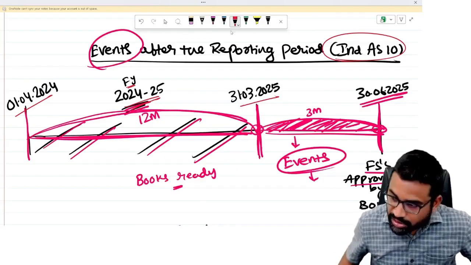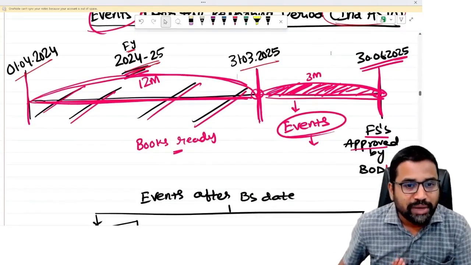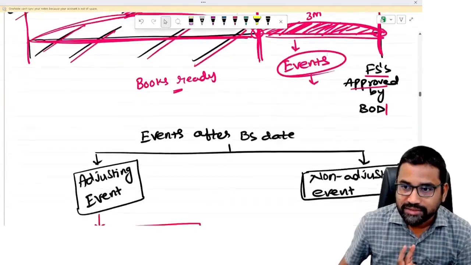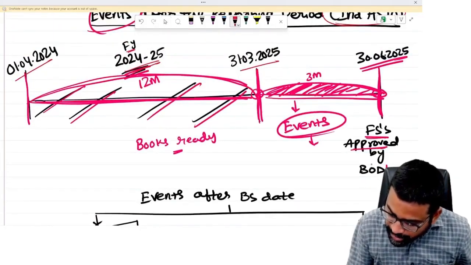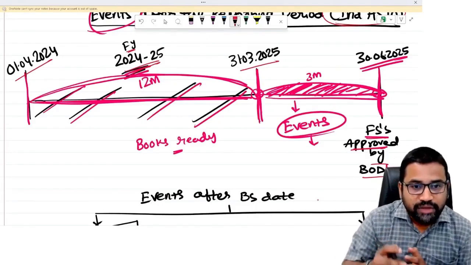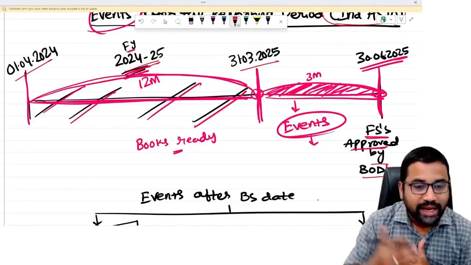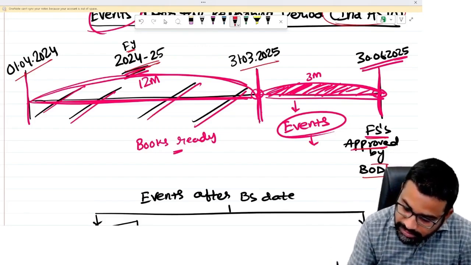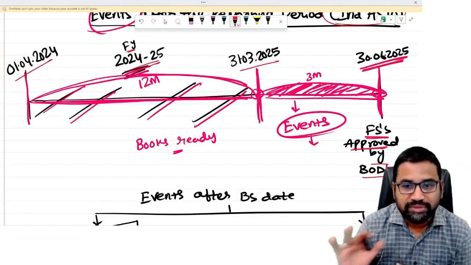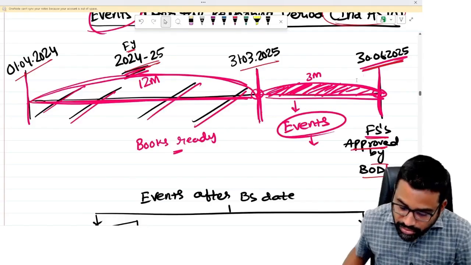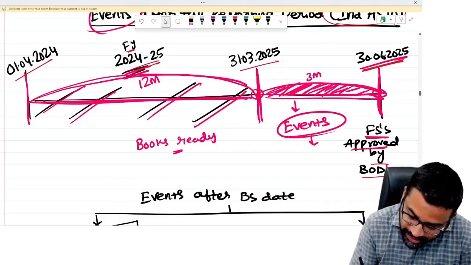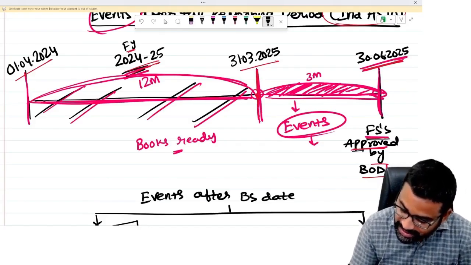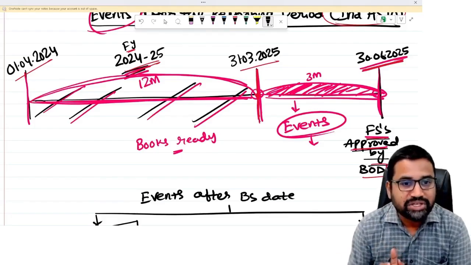The books are ready. Now, once the books are ready, the financial statements will be prepared. Once the financial statements are prepared, then they will be approved by the board of directors, right? So financial statements approved by BOD, board of directors. Suppose on 30th June 2025, the financial statements are approved by the board of directors. Now see, the year end is 31st March 2025 and 30th June 2025 is the date on which the financial statements are approved by the board of directors.